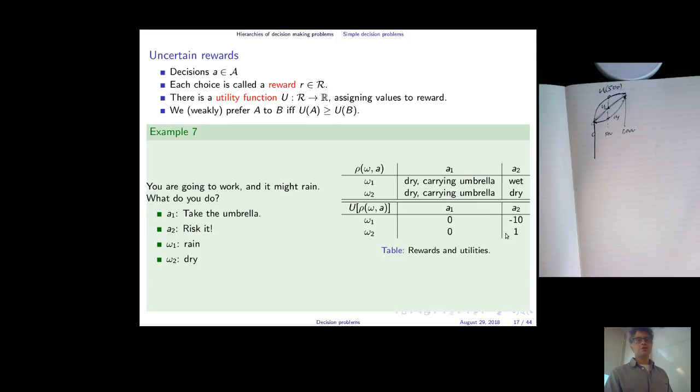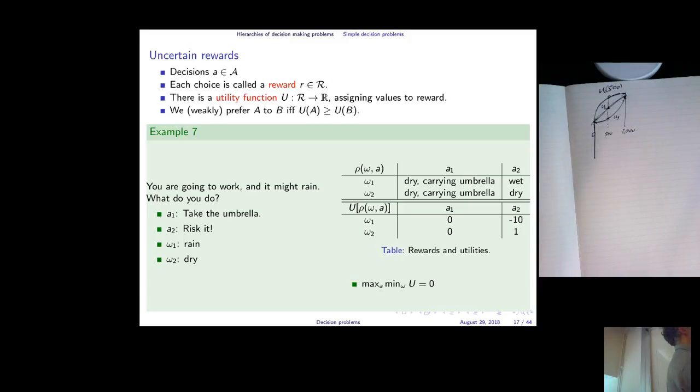0, 0, and minus 10 and 1. So you hate being wet. You like not carrying an umbrella, but if you carry the umbrella, you're not wet anyway, so it doesn't matter. You could scale this up or down by adding some constants, but it doesn't make a difference. So now, why not calculate expected utility for this table? It should not be too difficult. Can we all do it? So what is the probability of rain? You have to fix a number, right?